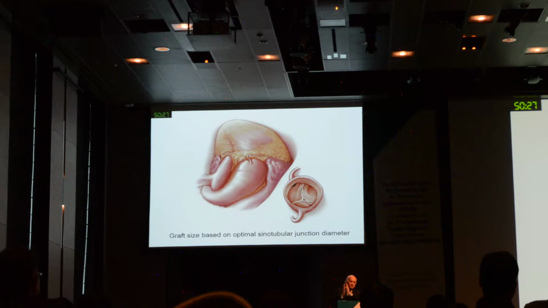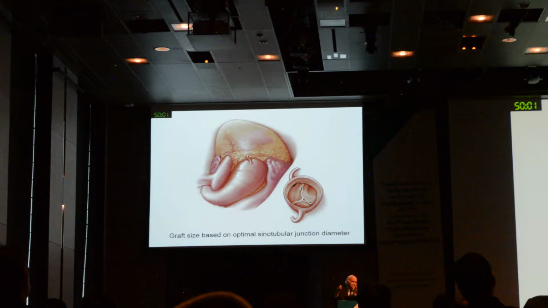So we measure the sinotubular junction diameter using a valve sizer, and we say this is the optimal sinotubular junction diameter. We don't want to change that. We don't want to make it smaller, don't want to make it bigger. We want to preserve it. You measure that with the valve sizer and add 3 or 4 millimeters to it because the graft is going to sit outside the valve tissue. And that's how we choose the graft.